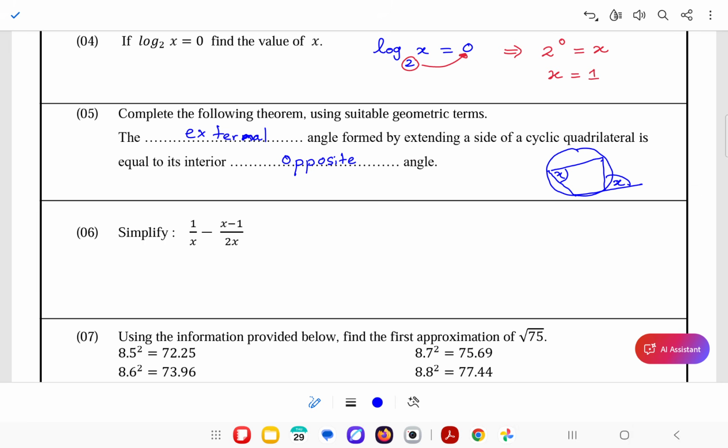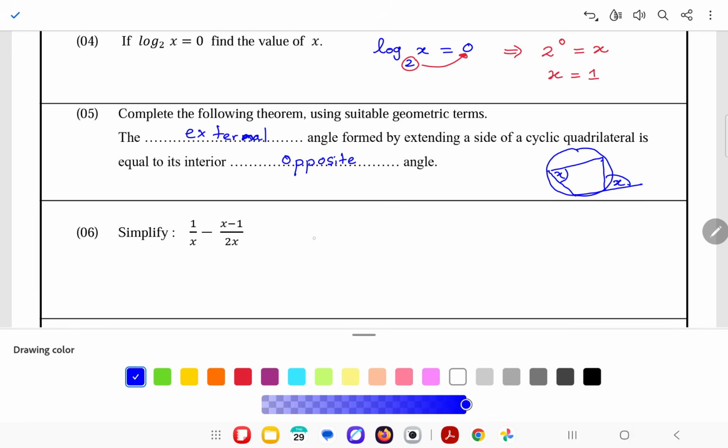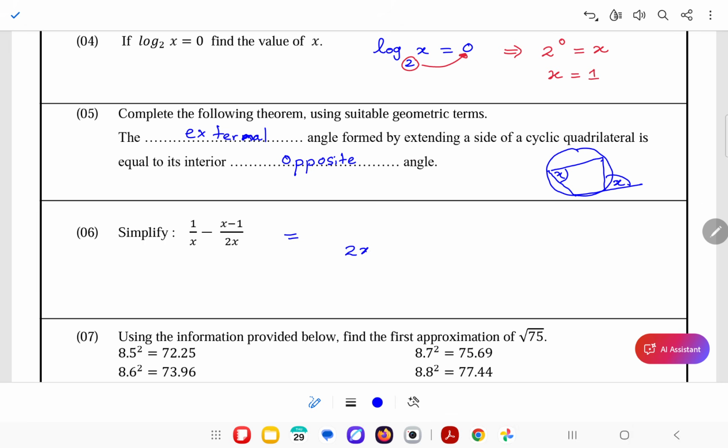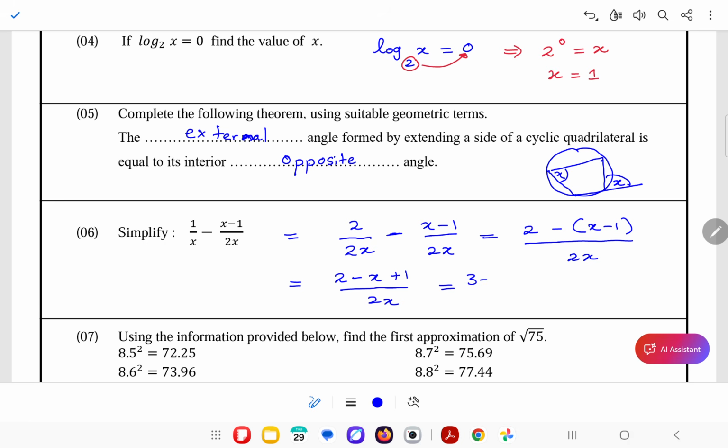So number 6, simplify. So take the common denominator. What's the common denominator? 2x, no? So first term, denominator has to be multiplied by 2, numerator has to be multiplied by 2. Now you can write it under one denominator. So 2, put bracket, this minus sign has to be distributed, remember. So now distribute the minus sign, 2 minus x, minus minus become plus 1. So you get 3 minus x over 2x. So that's the simplified form, right?